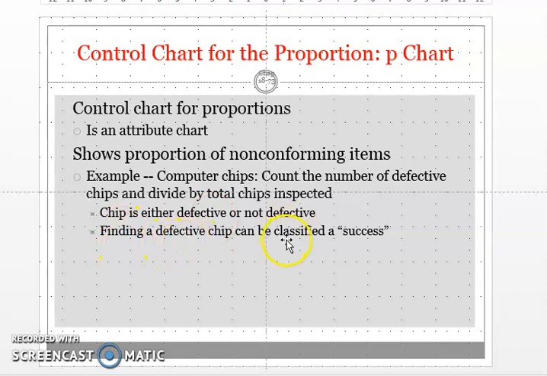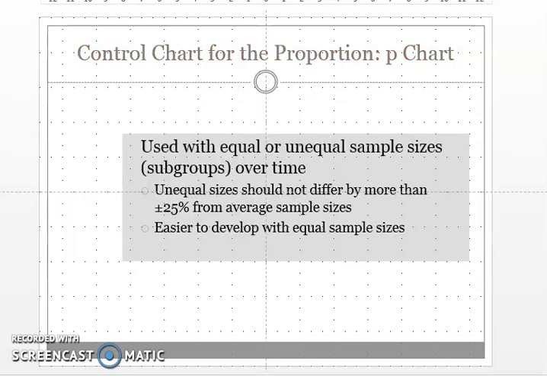Find a defective chips can be classified as a success. Here, this control chart for the proportion, the P chart, is used with equal or unequal sample size over time. Unequal sizes should not differ by more than plus or minus 25% from the average sample size. It is easier to develop with equal sample sizes.